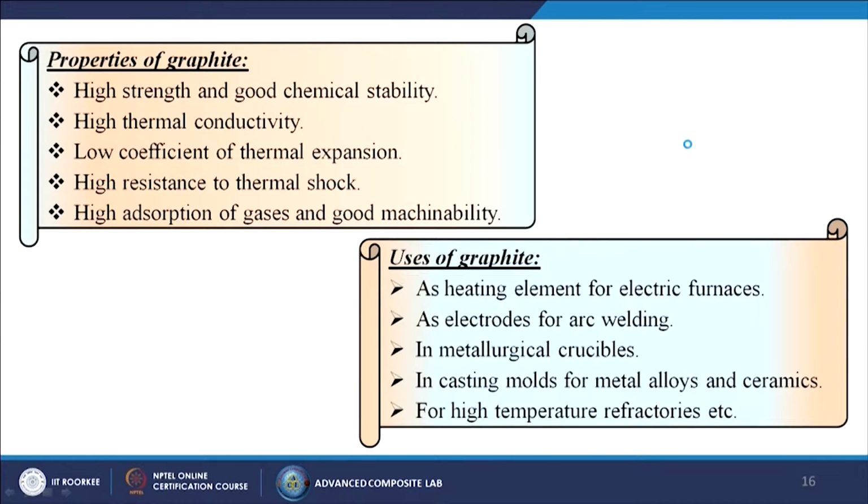What are the properties of graphite? Generally high strength and good chemical stability, high thermal conductivity, low coefficient of thermal expansion, high resistance to thermal shock, high adsorption of gases, and good machinability, and so on. What is the use of graphite? As heating elements for electric furnaces, as electrodes for arc welding, in metallurgical crucibles, in casting molds for metal alloys and ceramics, for high temperature refractories, etc.